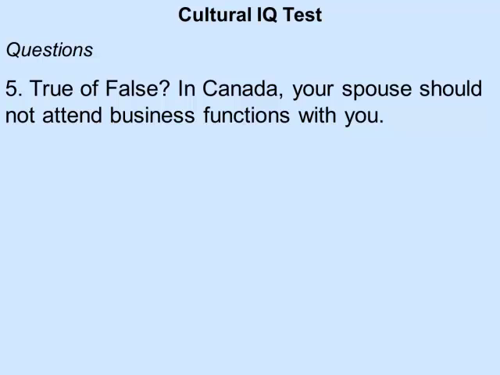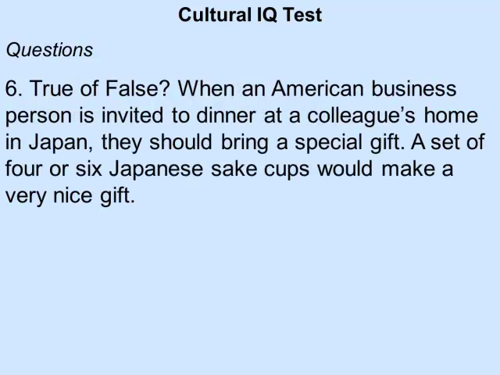Number 5. The correct answer is false. Canadians often include spouses in their business invitations, although it's best to confirm this before making plans to attend. Number 6 is false. It's really false. Gift giving in Japan is extremely important and follows strict formalities and traditions.